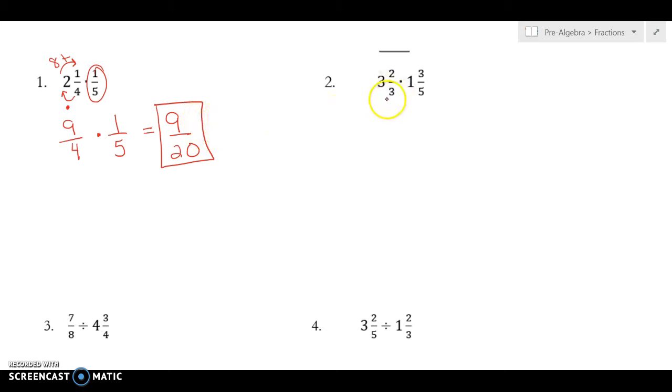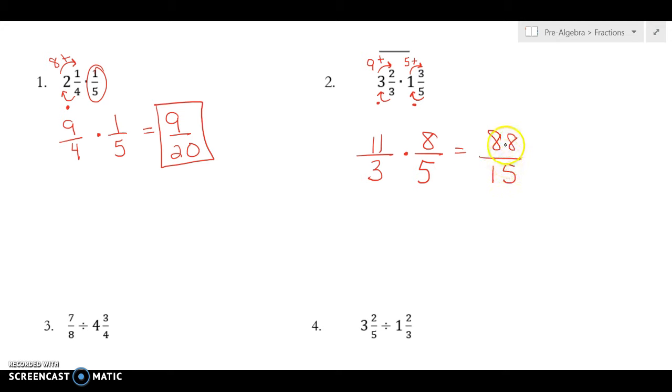All right, number 2, I have 2 mixed numbers, so I have to do both of them. So 3 times 3 is 9, plus 2 gives me 11/3. 5 times 1 is 5, plus 3 gives me 8. Oops, that should not be a 3, that should be a 5. So now, top times top, bottom times bottom.